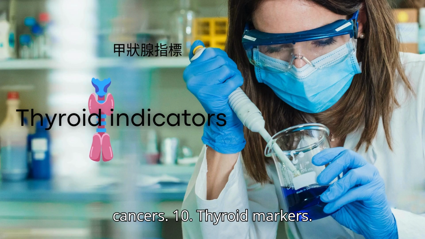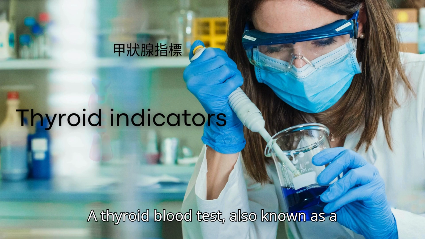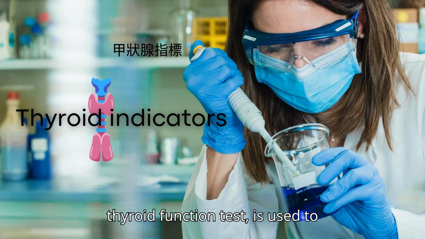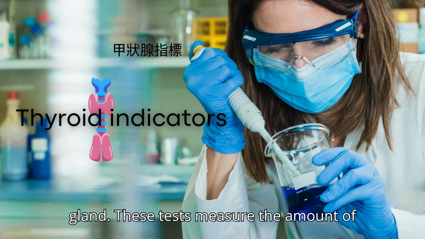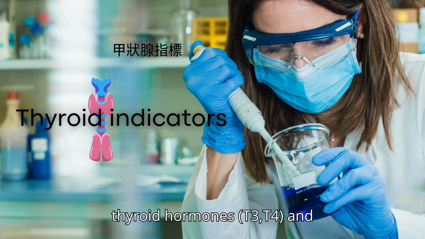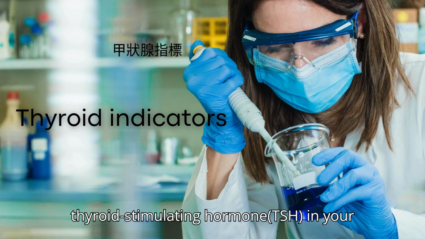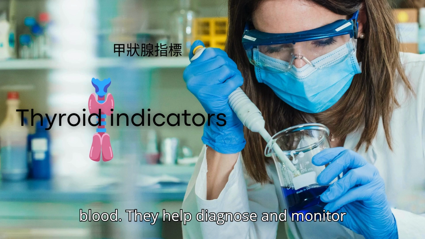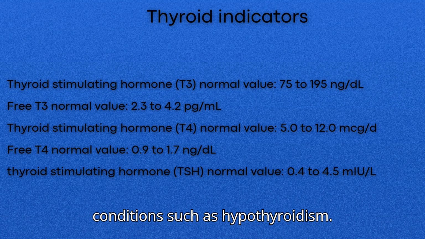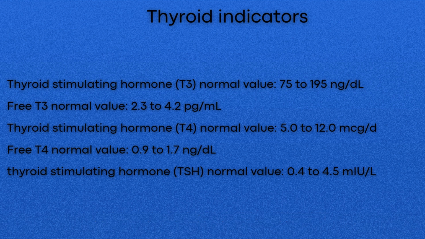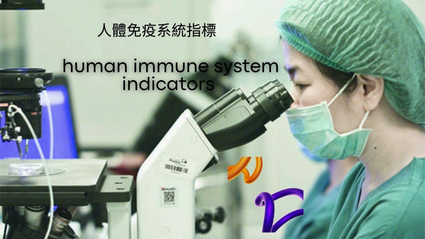10. Thyroid markers. A thyroid blood test, also known as a thyroid function test, is used to evaluate the function of the thyroid gland. These tests measure the amount of thyroid hormones, T3, T4, and thyroid-stimulating hormone, TSH, in your blood. They help diagnose and monitor conditions such as hypothyroidism and hyperthyroidism.